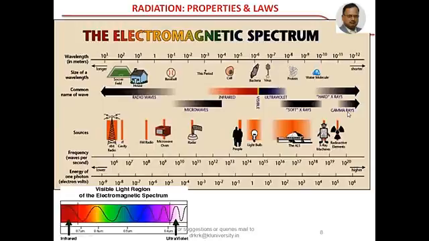The gamma rays are produced by nuclear reactions, and X-rays by the bombardment of metals with high energy electrons. Microwaves are produced by a special type of electron tubes called klystrons and magnetrons, and radio waves are generated due to excitation of some crystals by making alternating current flow through electric conductors.